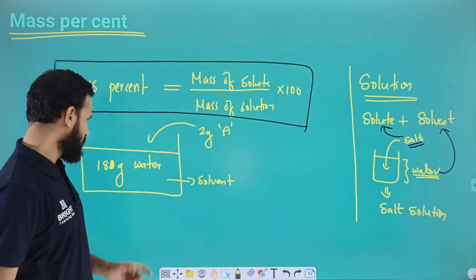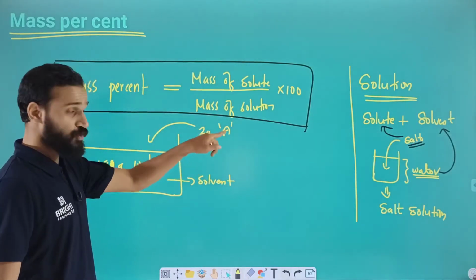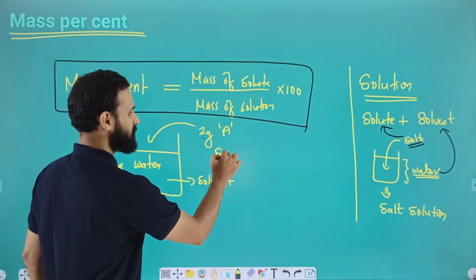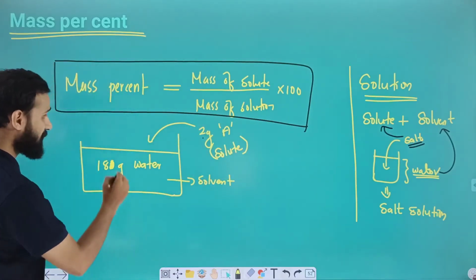How will we get it? You know, here 18 gram of water is the solvent in excess amount. 2 gram, little amount, that will be solute. Okay, 2 gram of A is the solute in the solution. So how will we get the mass percent?